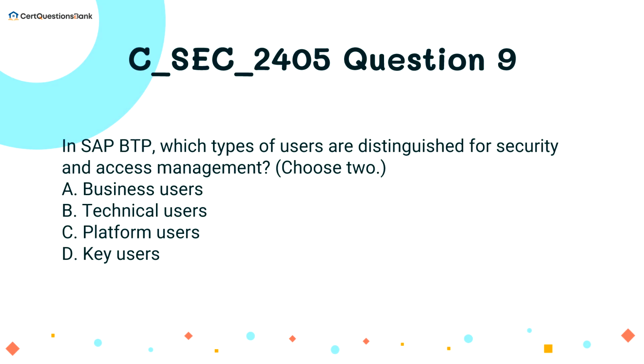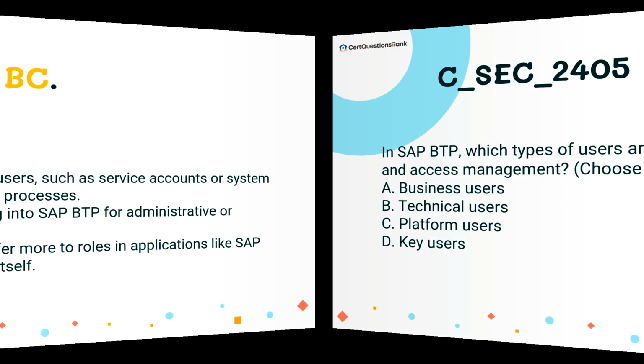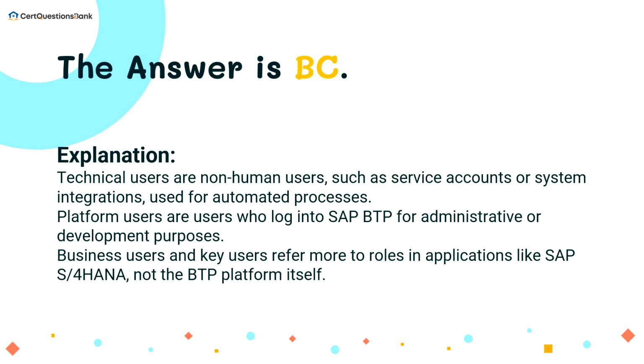In SAP BTP, which types of users are distinguished for security and access management? Choose 2. A. Business users. B. Technical users. C. Platform users. D. Key users. The answer is BC.